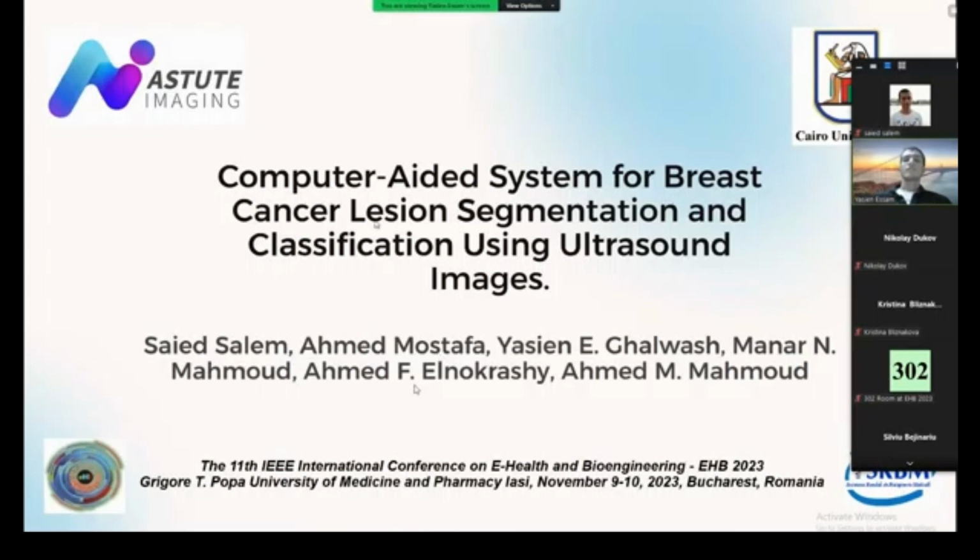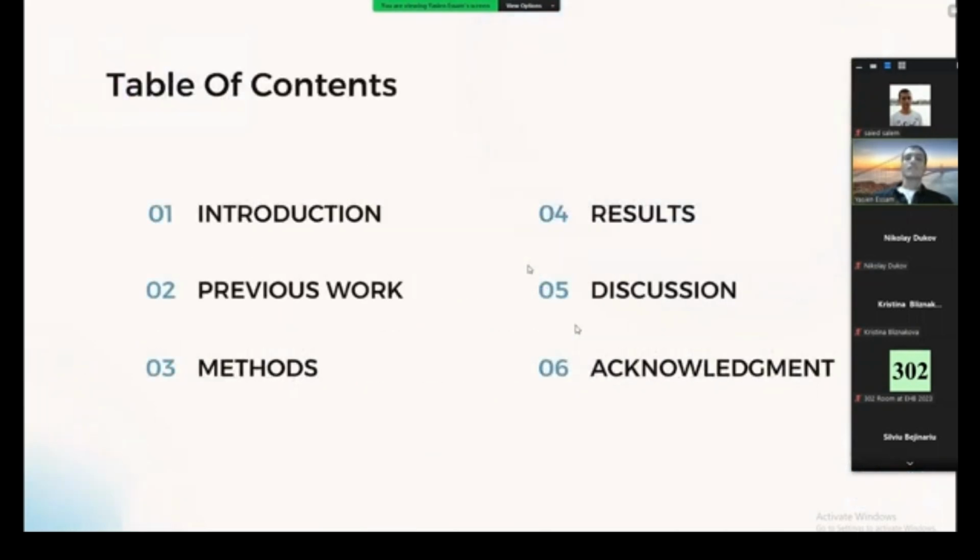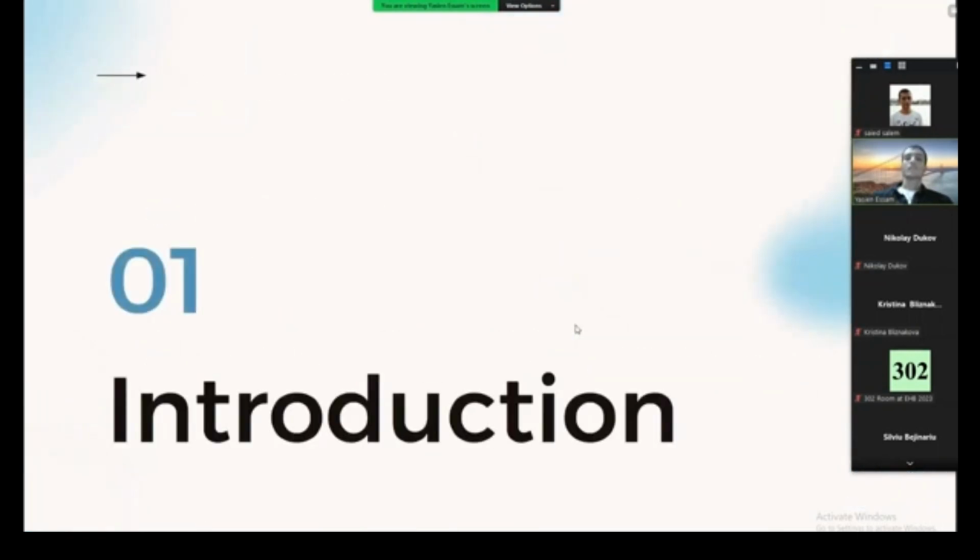Today I'll be presenting our paper, Computer-Aided System for Breast Cancer Region Segmentation and Classification using ultrasound. This is our table of contents, so let's begin with the introduction.